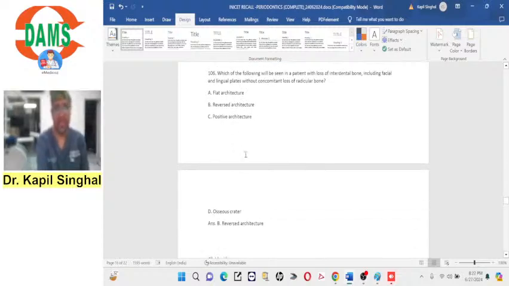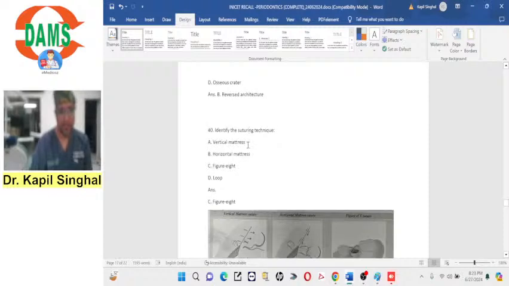Which of the following will be seen in patients with loss of interdental bone, including facial and lingual traits? Interdentally, both the facial and lingual traits are resolved with no loss of radicular bone. So basically, he's saying that the interdental bone is resolved, but the interradicular bone is not. We know this as a negative architecture or a reverse architecture. Because in a positive or ideal architecture, the interdental bone is higher and the interradicular bone is lower. But in this case, the interdental bone is lower and the interradicular bone is normally present. So this is an example of reverse or negative architecture.